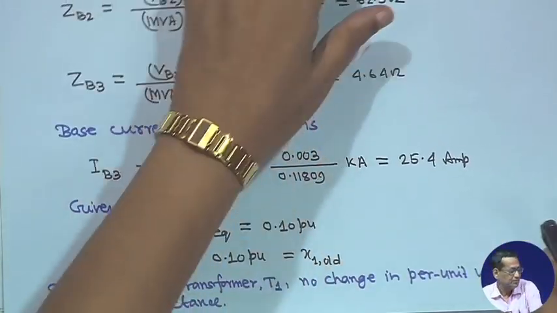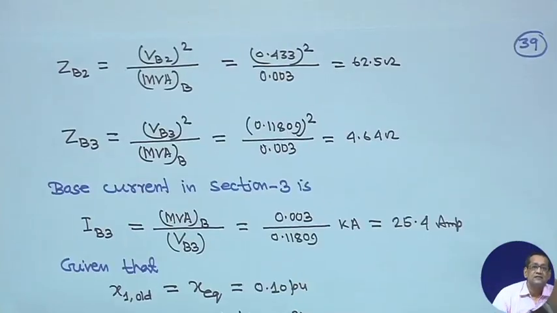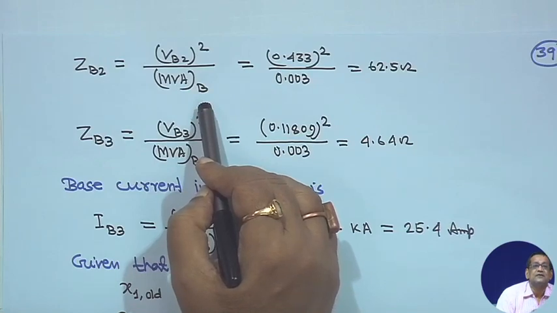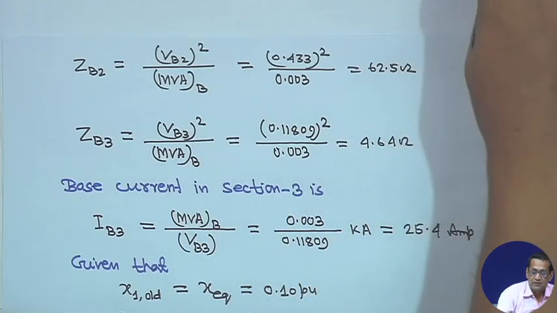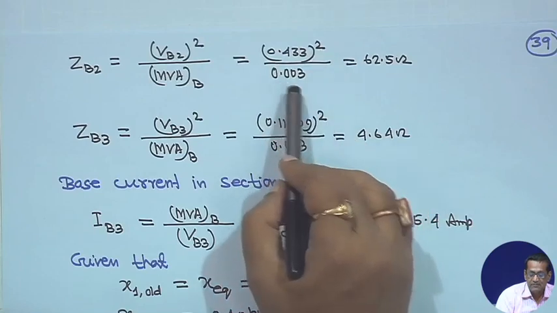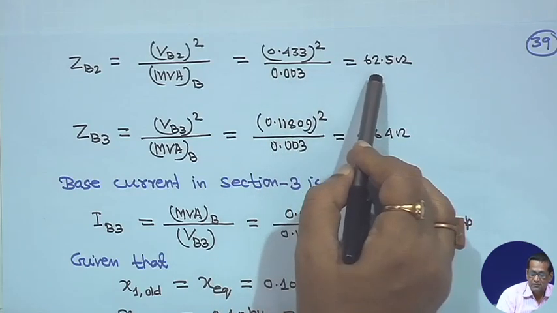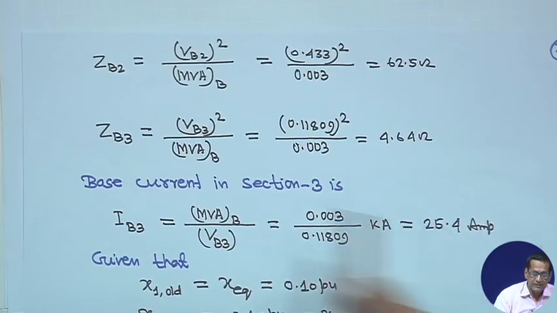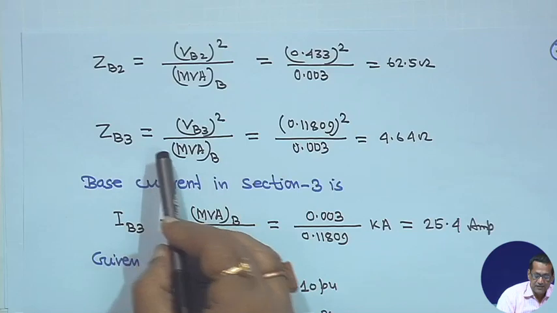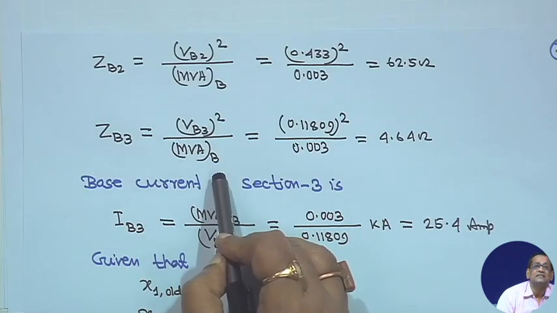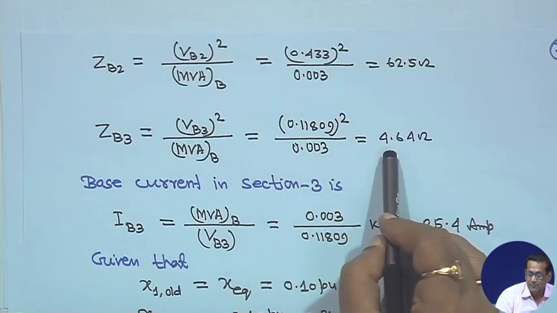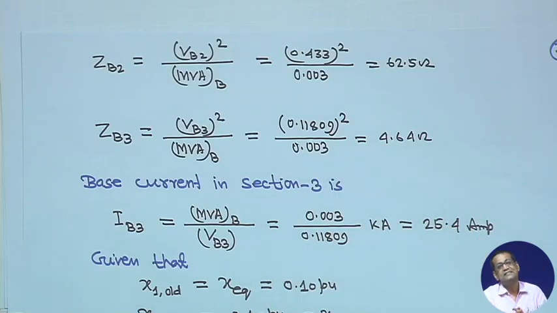Similarly, for section 2, ZB2 is equal to VB2 square upon MVA base. So, that is equal to 0.433 square divided by 0.003, which is 62.5 ohm. Similarly, ZB3 is equal to VB3 square upon MVA base, which is 0.11809 square upon 0.003, so 4.64 ohm. So, all the 3 sections' base impedances are computed.